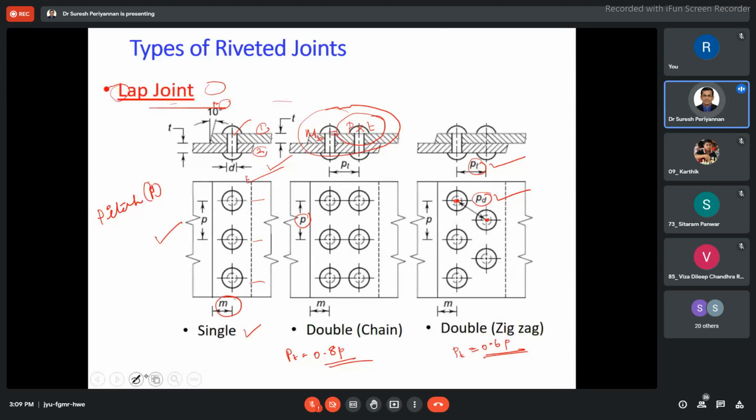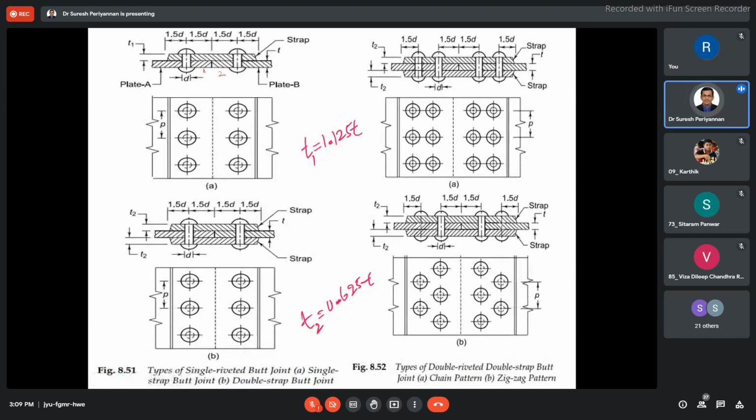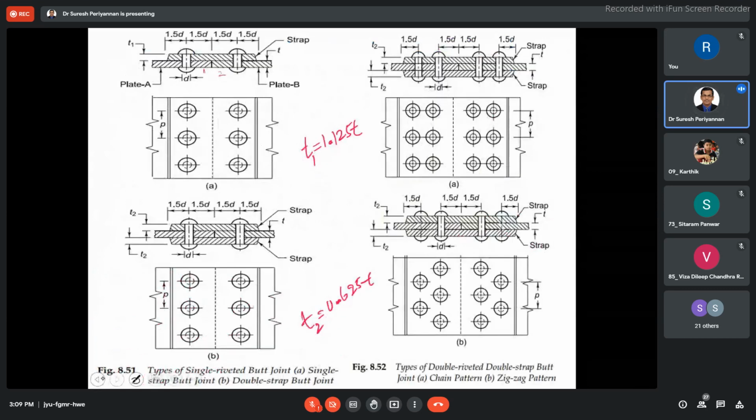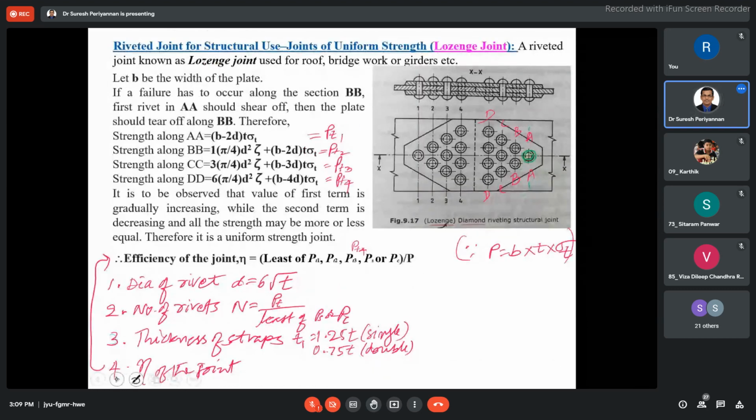We discussed the double lap joint, the double lap joint with zigzag design, and the single and double lap joints with chain design. We discussed the butt joint, the single strap butt joint, and the double strap butt joint, chain type and zigzag pattern, in the last class.